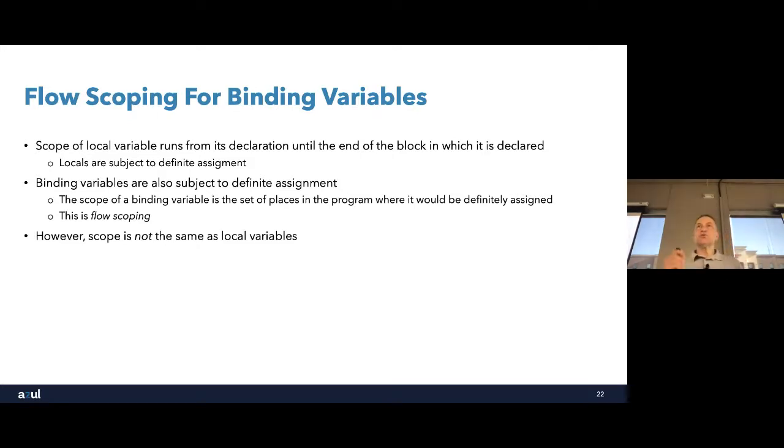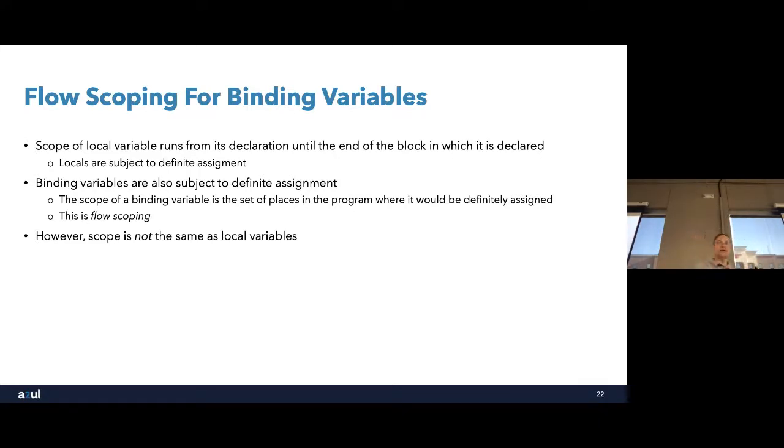So binding variables are also subject to definite assignment, meaning that they have to have a value assigned to them. But the scope of the binding variable is the set of places where it would definitely be assigned. So that's where we come to the true branch. We know in the true branch, it is definitely assigned a value because it is of that type, versus the false branch, where it is not of that type, so it doesn't have a definitely assigned value.